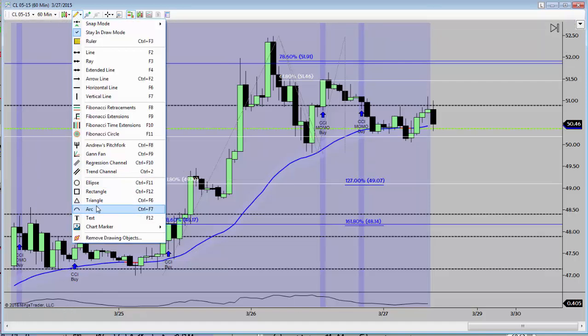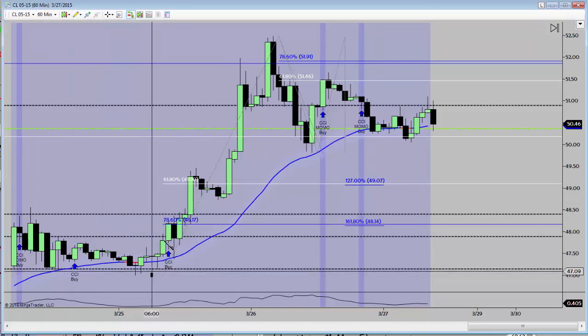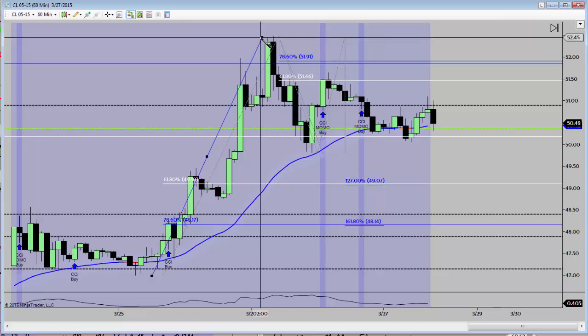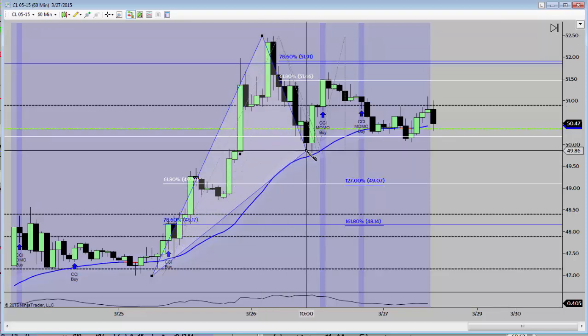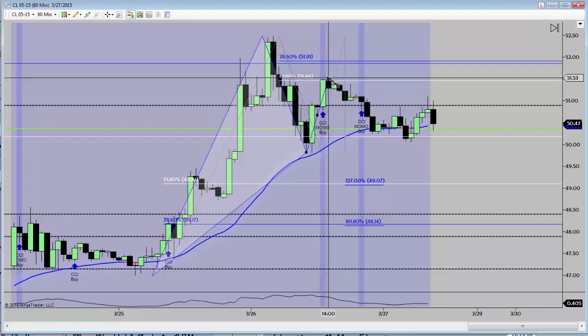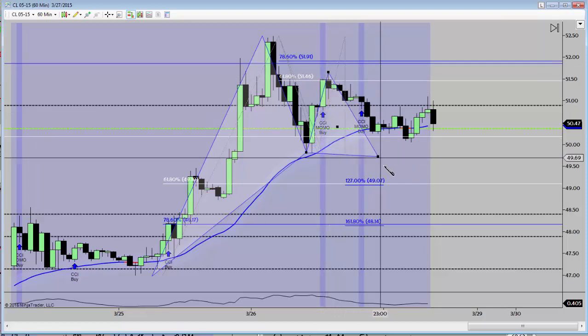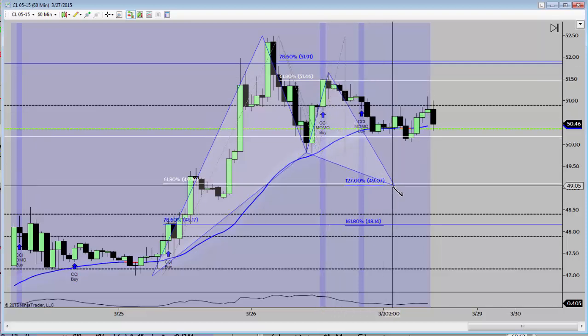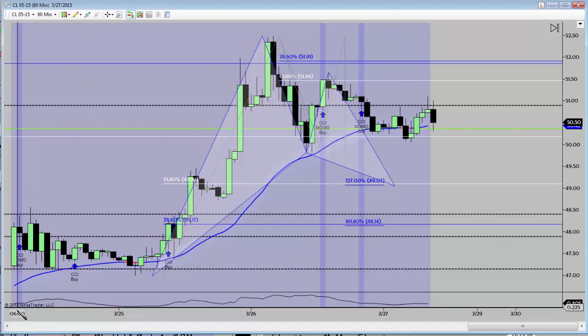All right, let's look right here. Let me get the triangles out. There's XA. Retrace AB. Extend B to C. And now project CD. So there's a big, bad, beautiful ratio trade setting up.